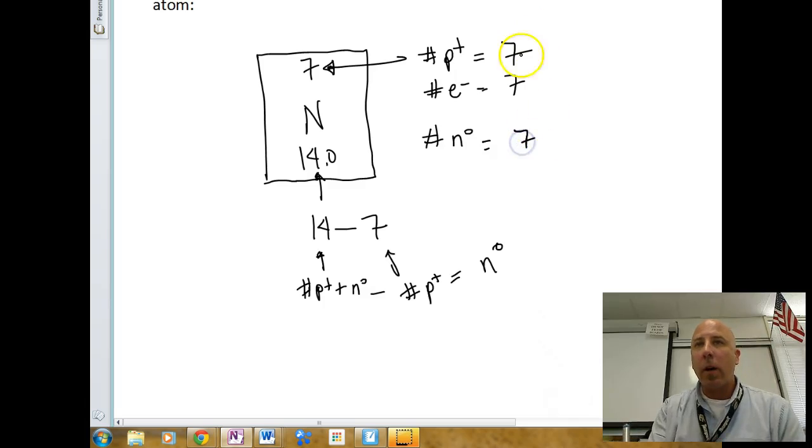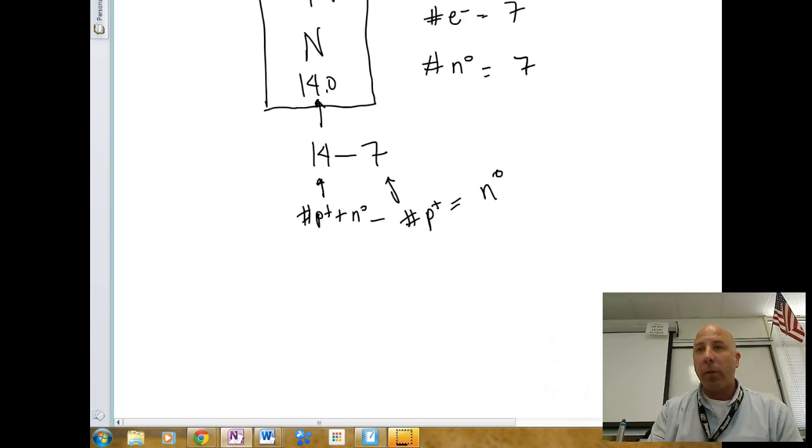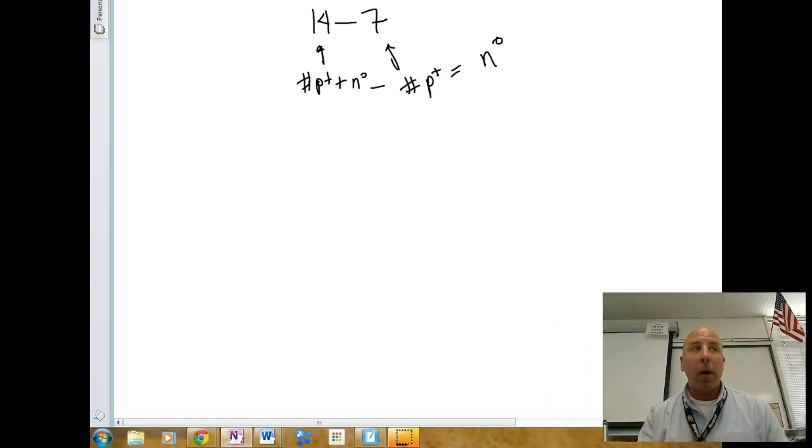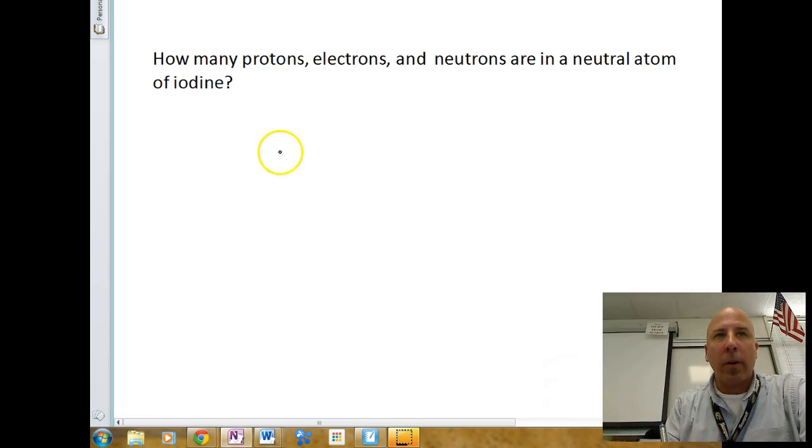So in this case, the number of protons, electrons, and neutrons in this neutral atom all came out the same, but that's not always the case. So let's do one more just as a practice. If you would like, after I write down the problem, you can pause this and work it yourself and see if you get the same answer as I get. Okay, here's our example. How many protons, electrons, and neutrons are in a neutral atom of iodine?